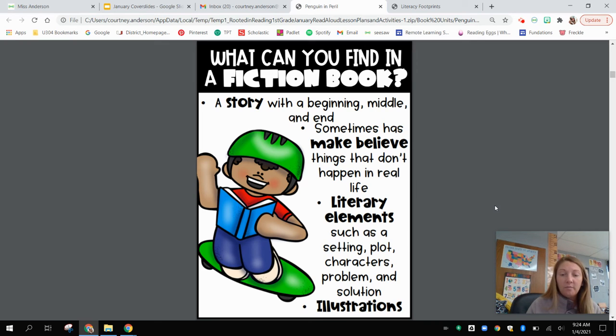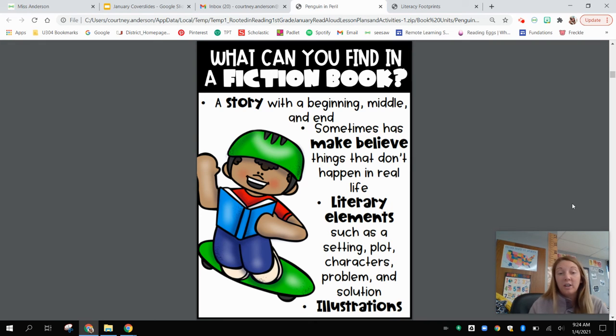And then there's also going to be a problem and a solution, like I talked about in the story Cinderella. The problem was she was unhappy and having to do all the chores by herself, and she wasn't treated very nice. But the solution was she went to the ball and married the prince and lived happily ever after.